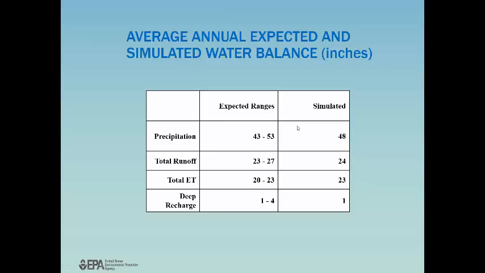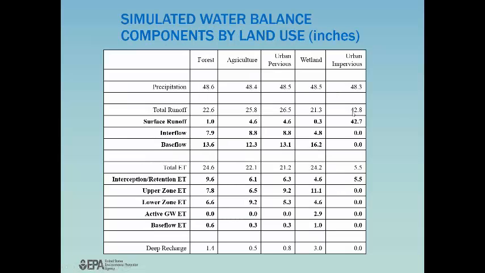We also looked in terms of the water balance. This is the expected range, and this is what we simulated. The expected range is data not related to modeling at all. This was based on a USGS watershed report that presented ranges expected for the water balance in terms of the range of precipitation for the watershed range from 43 to 53 inches. Runoff at the two gauges were in the 23 to 27. ET was 20 to 23, and the recharge was estimated in the range of 1 to 4 inches. And we did well in terms of representing that aspect of it. We also looked at it by land use so that we had confidence we were representing the land uses differently in a good way.